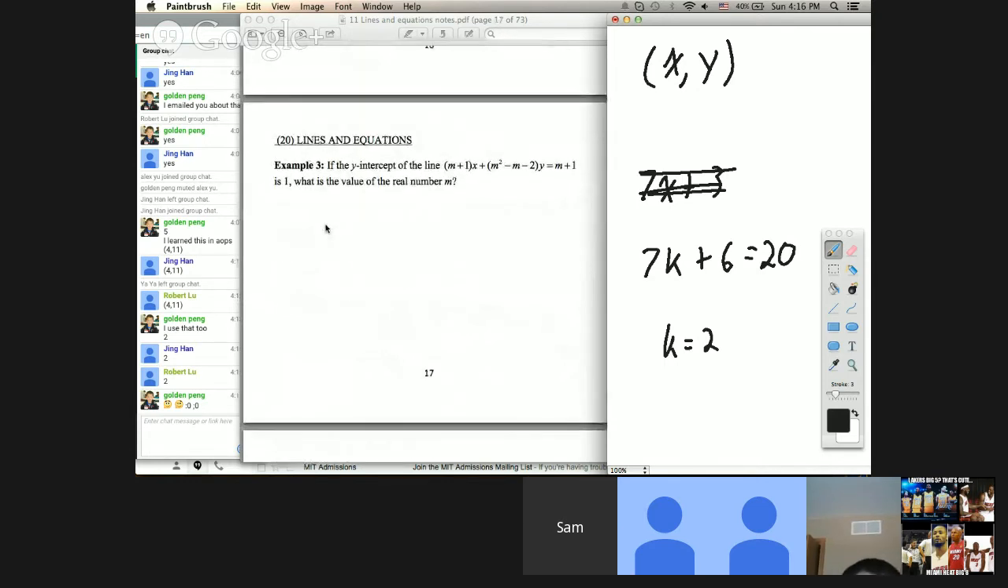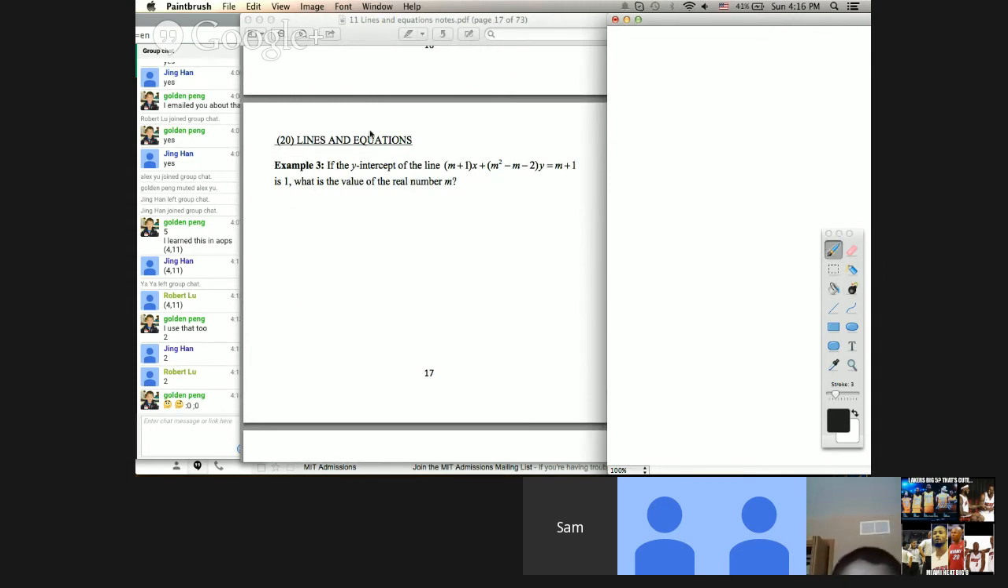Okay. The y-intercept of this line is 1. What is the value of m? So I'll let you guys try this, and if no one gets it, I'll throw some hints out.